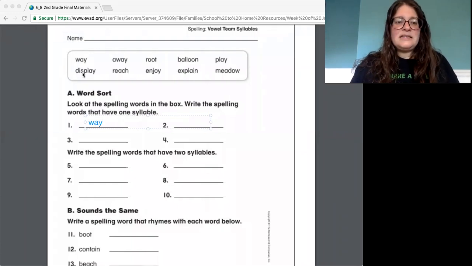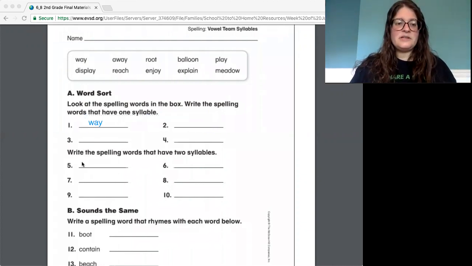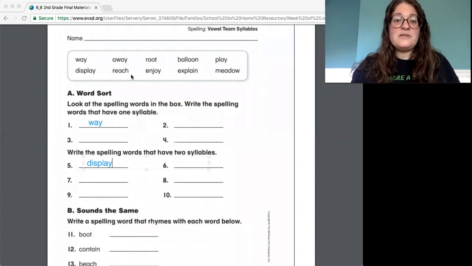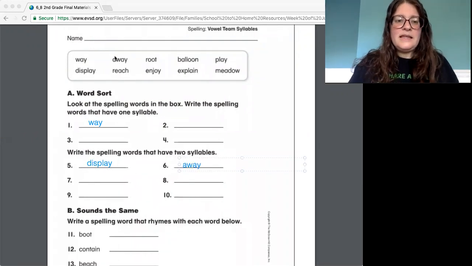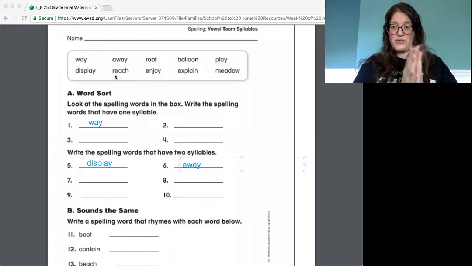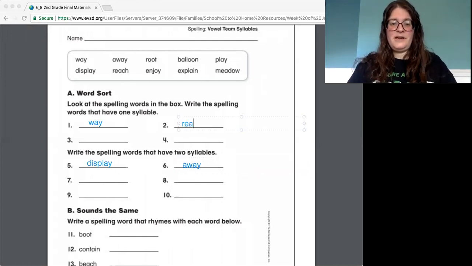Next one, display, display. I hear 2 syllables, so I would move it down here and write display. We'll do 2 more together, and then you get to do the rest on your own. Away. So after I sound it out, I'm going to do my clapping. Away. That's 2. And then reach. Even though that's kind of long, listen to this. Reach. It just has 1 syllable. So it would go up here.